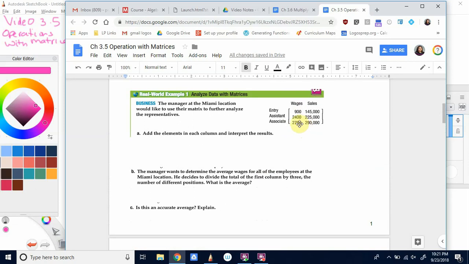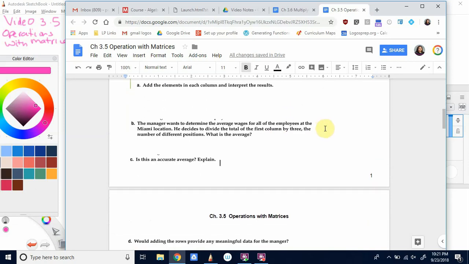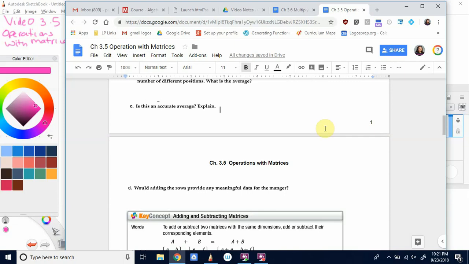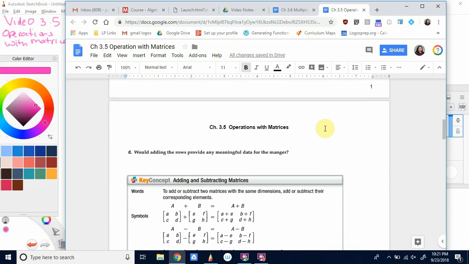So can we compare wages and cells? No. So in this particular one, it'd be no. All right, so let's go into the operations.